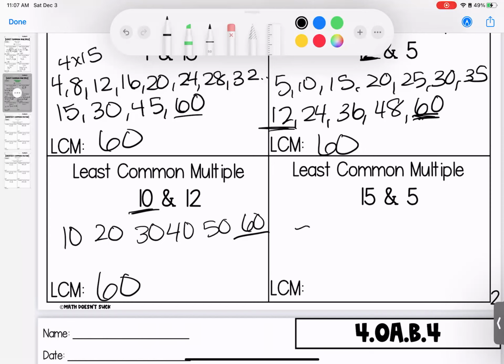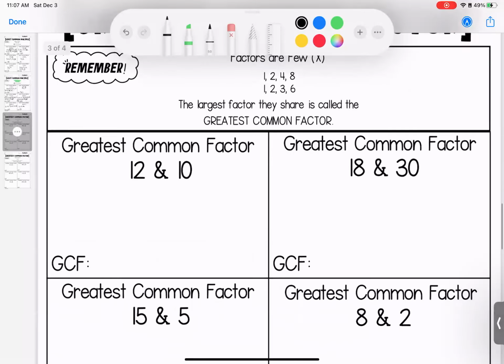5 and 15, ending on an easy one. 5, 10, 15. 15 is what we want. Least common multiple is 15. All right, so faces, any questions, please bring them with you to class.